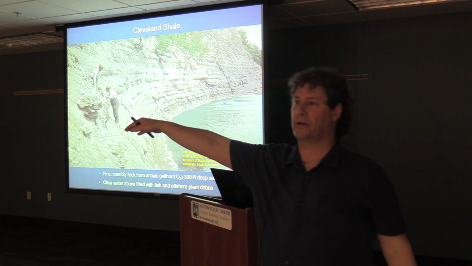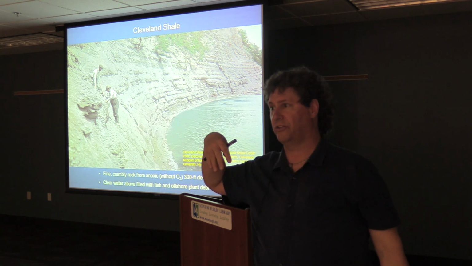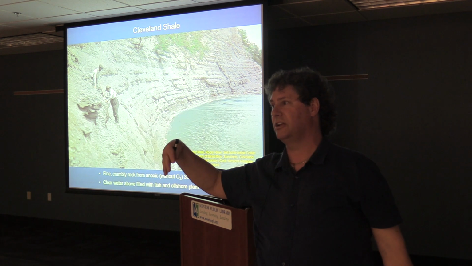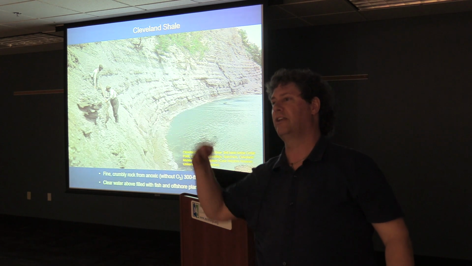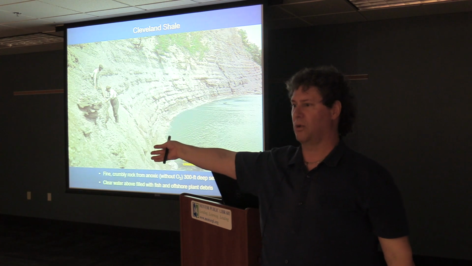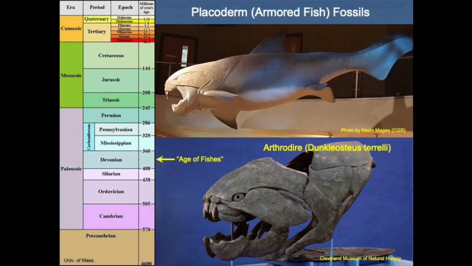Plus, things are drifting offshore. There's plants and all sorts of things drifting out into the ocean for 100 miles, 1,500 miles, eventually get waterlogged, sink to the bottom. And so we're actually preserving things from land as well. And this is what Cleveland Shale is famous for.